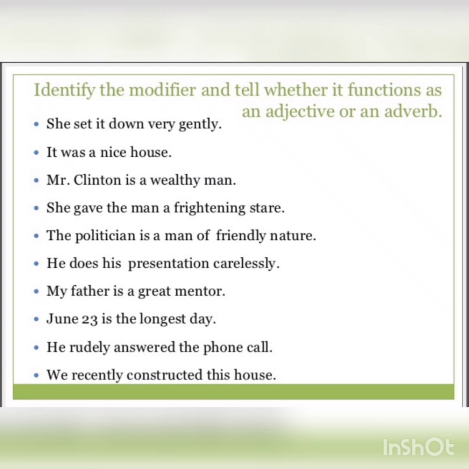Some more: she set it down very gently. It is a nice house. He rudely answered the phone call. We recently constructed this house. These are the examples of modifiers and we need to identify them. In "She sat down very gently," what is the modifier we need to identify?